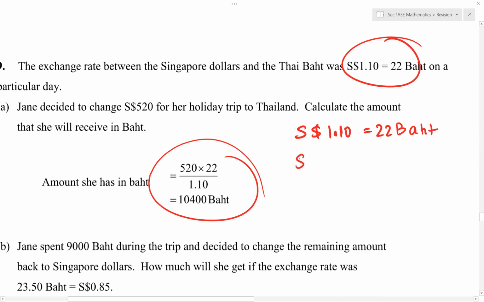So what about 520? Oh, okay, so nobody needs part A, huh? I'll skip this then.